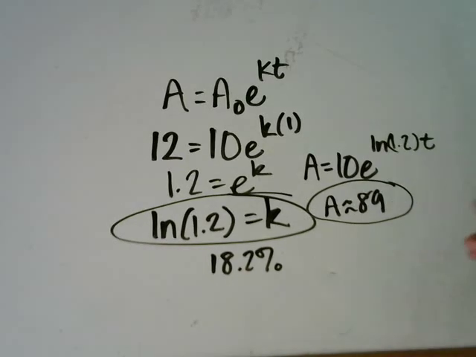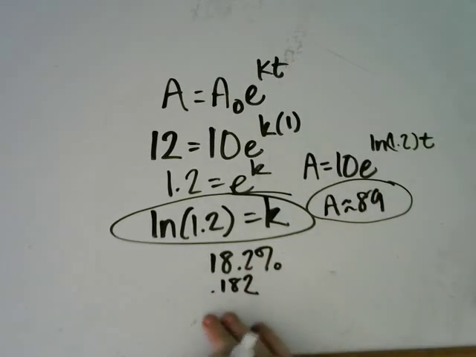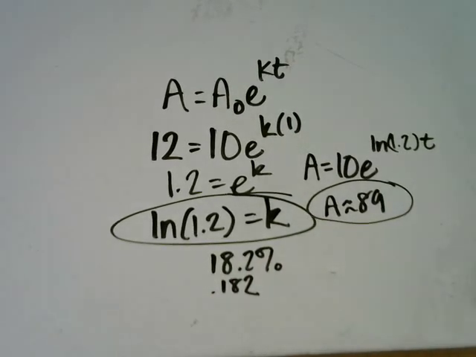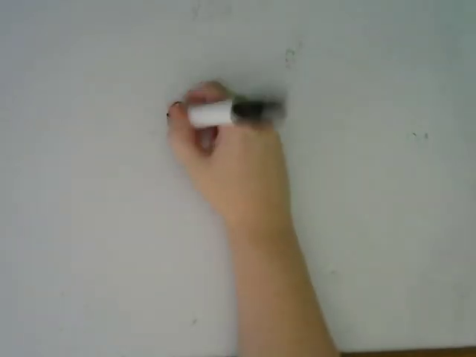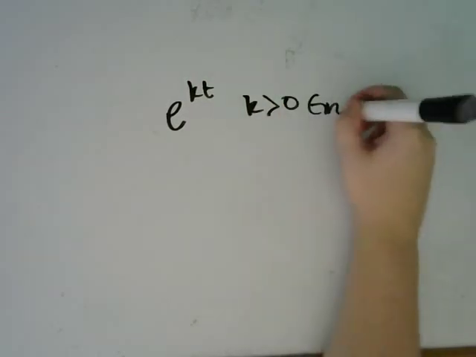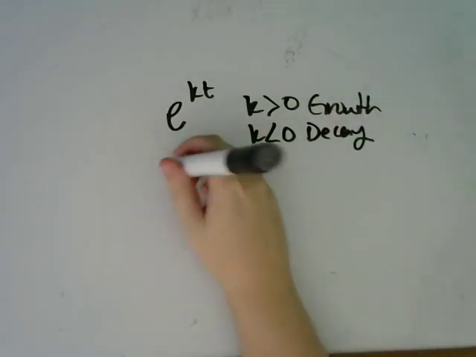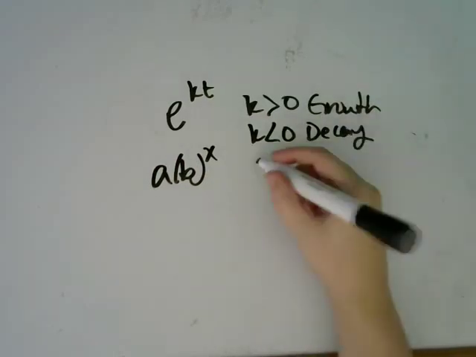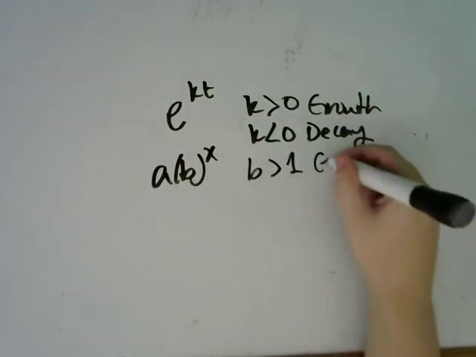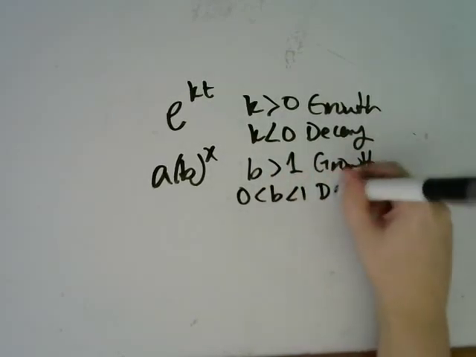Now, even though this growth rate is 0.182, it still represents growth. Previously, in an exponential function, if you had a factor of 0.182, you couldn't necessarily guarantee growth. And that's because in an exponential model using e, if k is greater than 0, you have growth. And if k is less than 0, you have decay. As opposed to our other model, in which case if b is greater than 1, you have growth. And if b is between 0 and 1, you have decay.